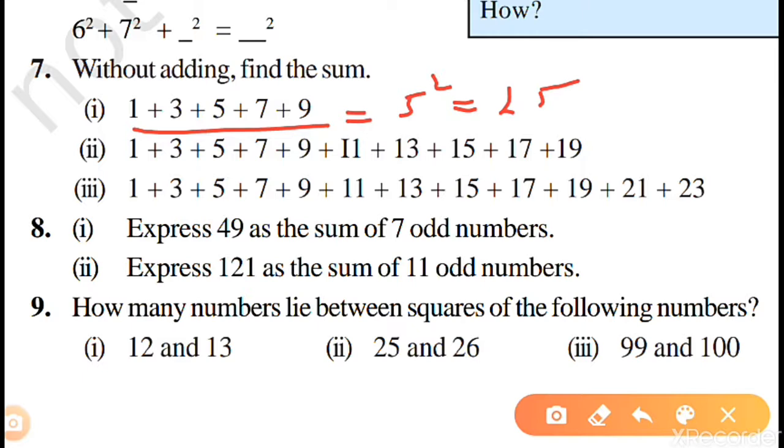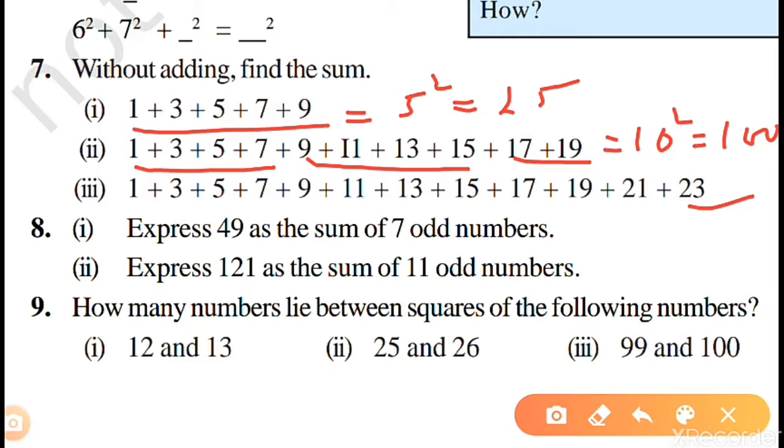Similarly you will count here, these are 4, 4, 8 and these 2, 10. So we have the first 10 odd natural numbers, so its sum will be 10 square, and we can say its sum will be 100. Similarly you can do this by yourself.